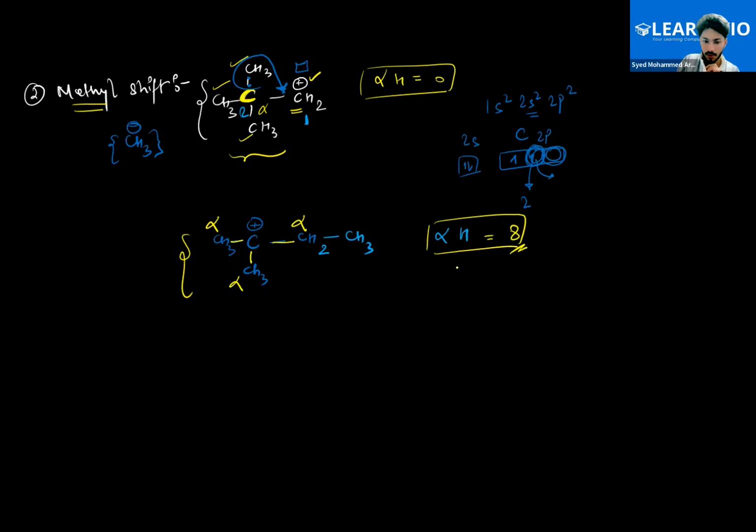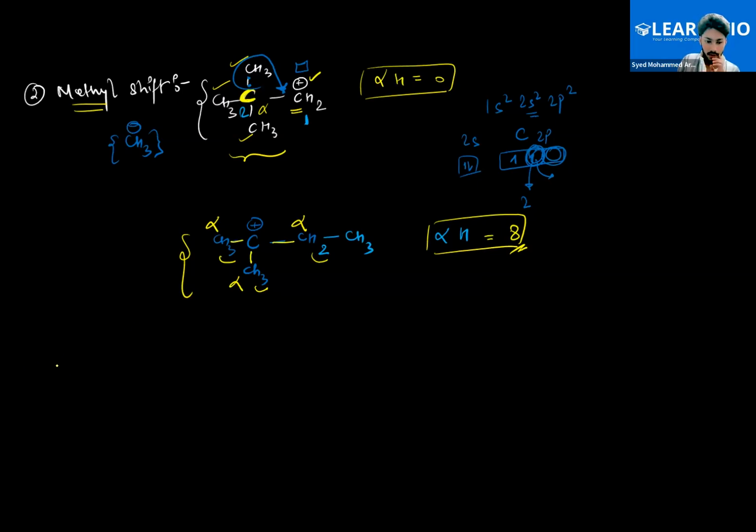Hadia, are you able to understand this? Because this is three hydrogen, this is three hydrogen, and this will be two hydrogen, which are directly attached to the alpha carbons. So these are the alpha hydrogens because this hydrogen is attached to that carbon, which is the alpha carbon. That's why the count will be 8. Simple. Fine. Can I move forward? Yes, sir. So this is my methyl shift.